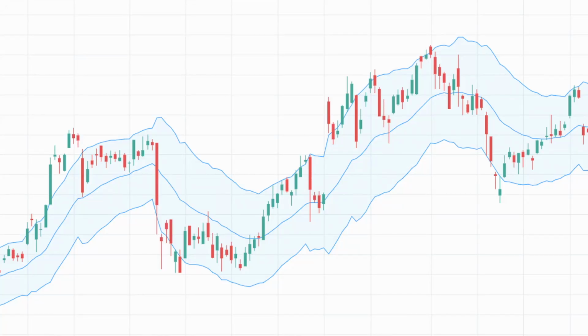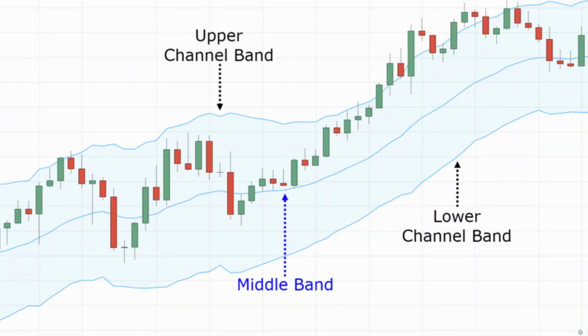The Keltner channel is a volatility-based indicator used to identify potential overbought or oversold conditions and to spot potential trend reversals. Here's a detailed explanation of how it works and how it can be used in trading. The Keltner channel consists of 3 lines.